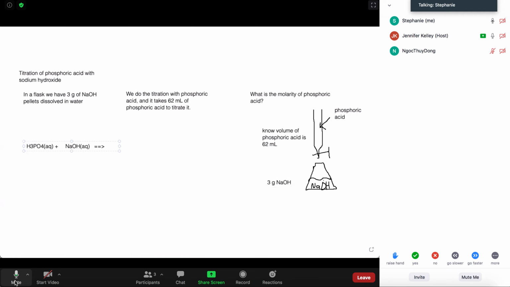For our test, will we have to do something like this, like the polyatomic ions? Yes. Okay. Yes, very possibly.